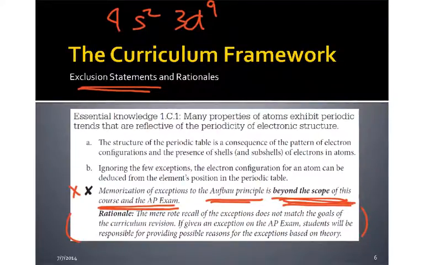However, it says, if given an exception on the AP exam, students will be responsible for providing possible reasons for the exceptions based on the theory. So what I read that as is that, even though you're not going to have students memorize the exceptions, they had better come across those exceptions and maybe why they happen during the course, because it could show up on the exam.